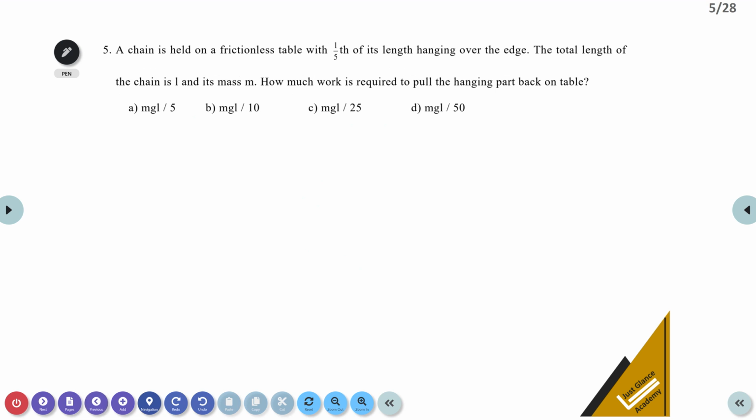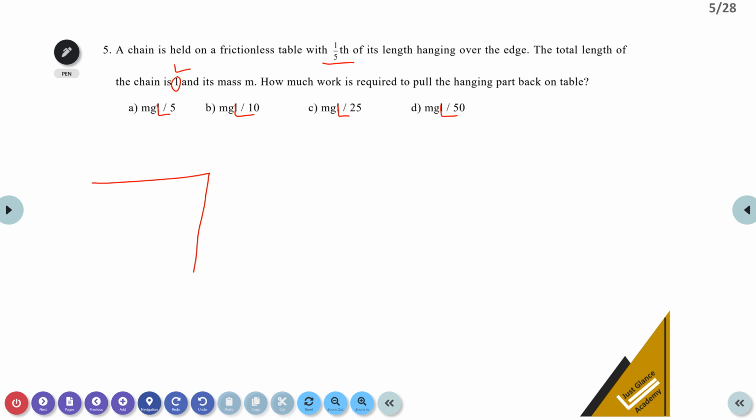Next, fifth one. A chain is held on a frictionless table with 1/5 of its length hanging over the edge. The total length of the chain is L, I'll write capital L, and its mass is m. How much work is required to pull the hanging part? This is mgL. Okay, fine. Now, I'll write, this is the table.